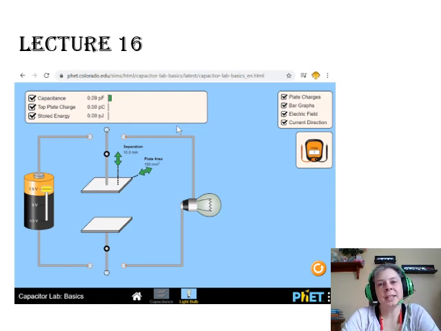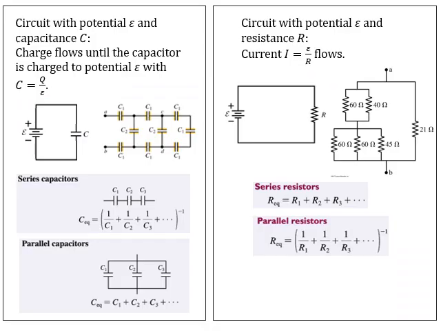Welcome to lecture 16. In this lecture, we're going to get started on RC circuits, which is what you get when you combine resistors and capacitors. I'm guessing this is something you haven't seen before, so hopefully this will be real interesting. Let's do a real quick recap about capacitors and resistors before we combine them to make our RC circuits.